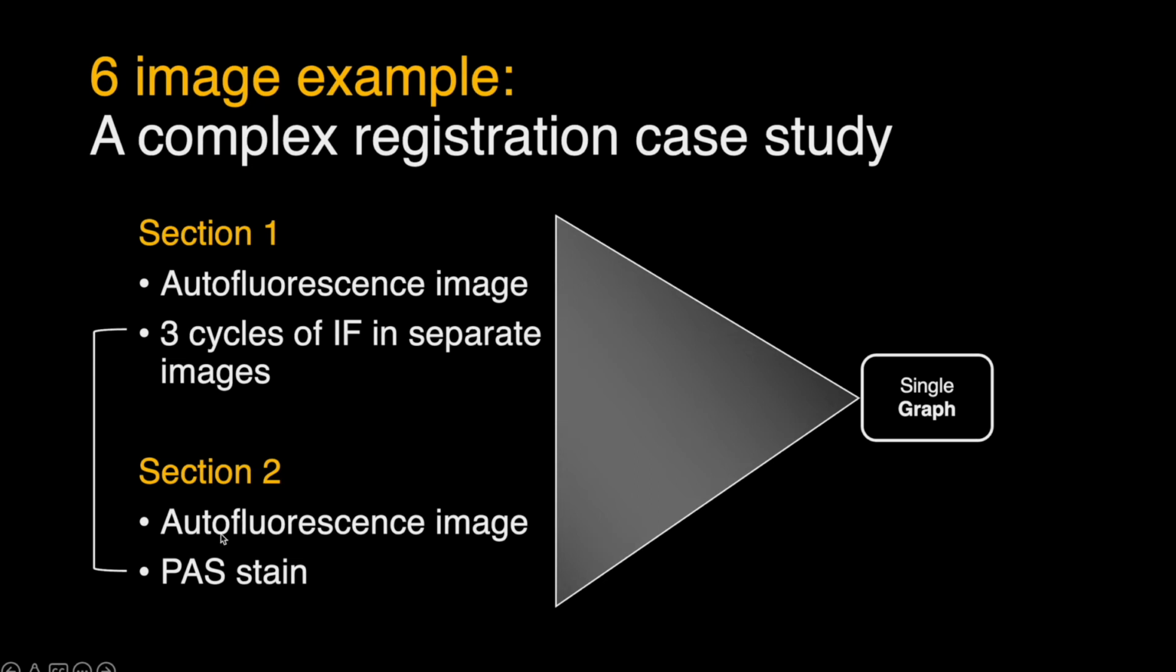And then in section 2, again, we have the autofluorescence image as well as the PAS stain, which we've been using in the previous demo. Now, importantly, what you'll notice is that while we may want to link up the immunofluorescence with the PAS stain, these two pieces of data do not look very similar. However, there is something that's common across these two serial sections, which is that there's an autofluorescence image.